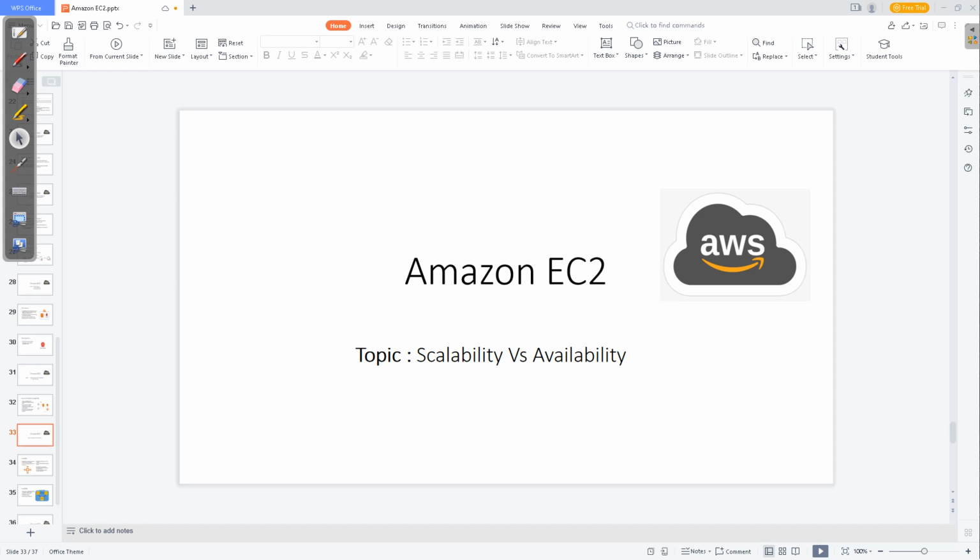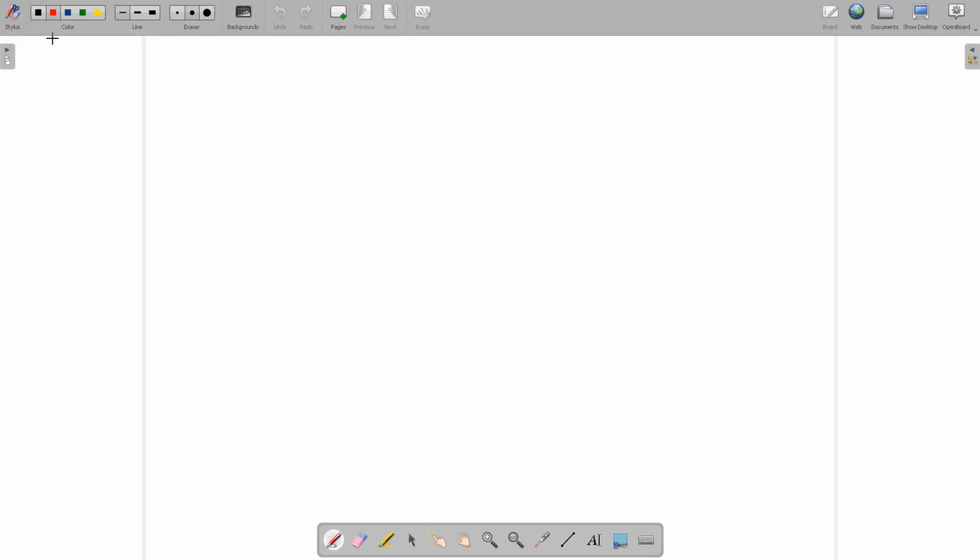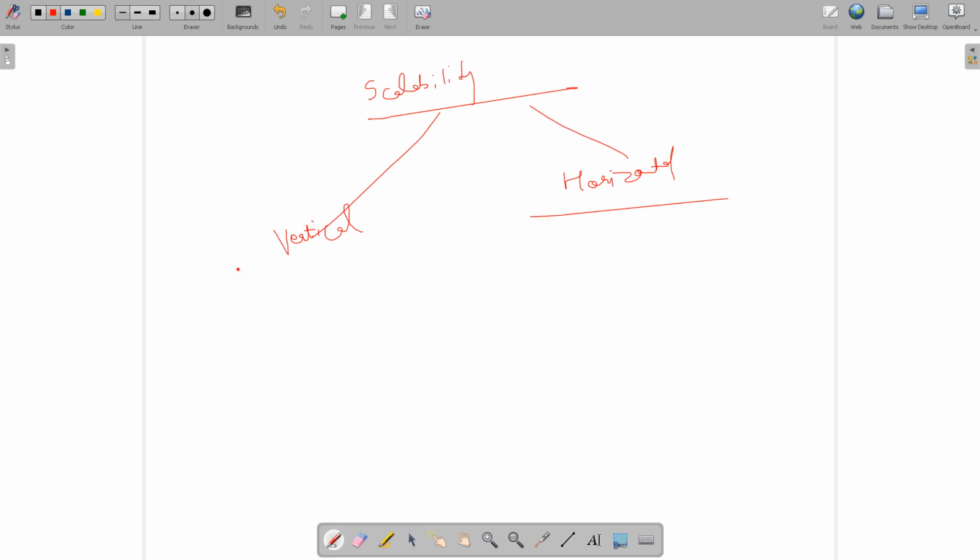Before we dive deep into the load balancing part, let's first understand what scalability is and what availability is. For scalability, there are two types. The first one is vertical, and the second one is horizontal. Let's take an example to understand these things.